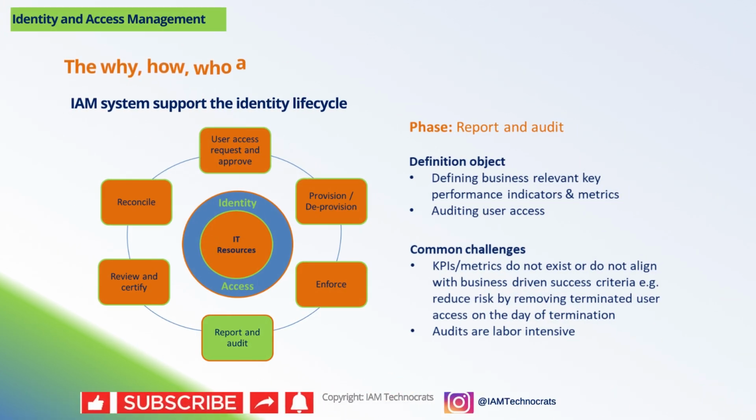Phase 4. Report and audit. Definition and objective: defining business-relevant key performance indicators and metrics, and auditing user access. Common challenges: KPIs and metrics do not exist or do not align with business-driven success criteria. Example, reduce risk by removing terminated user access on the day of termination. Audits are labor-intensive.